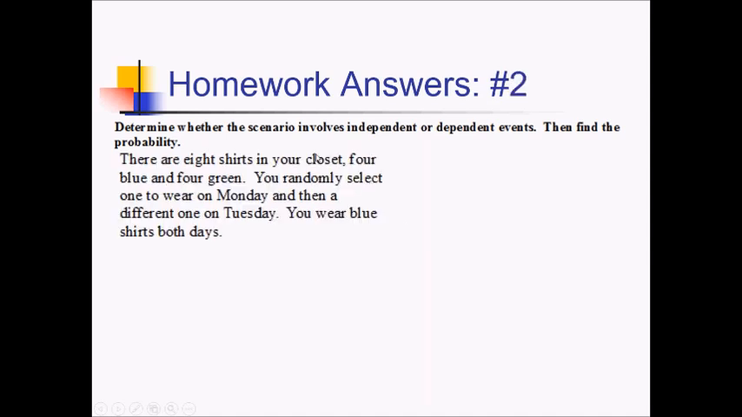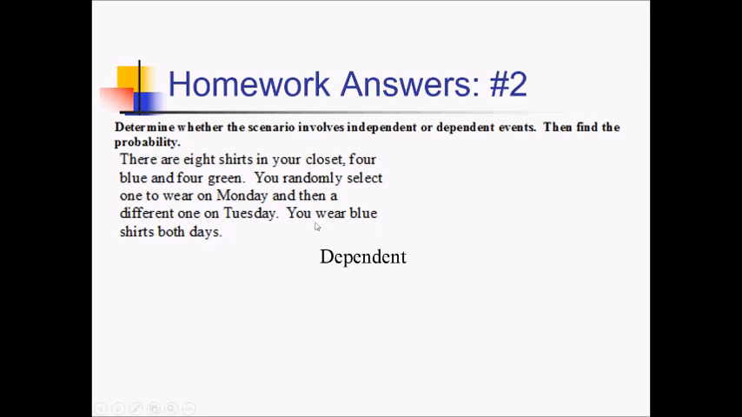For this problem, we want to know if this event is independent or dependent, and then the probability. So we've got 8 shirts in a closet, and 4 of them are blue, 4 are green, and we randomly select one to wear on Monday, and then a different one on Tuesday. So we're not re-wearing the same shirt because that would be gross. Because we're not just putting the shirt back and putting it back on Tuesday, these are dependent events. The shirt that you wear on Monday, you're not going to wear that again, so that affects what you have to choose from on Tuesday.